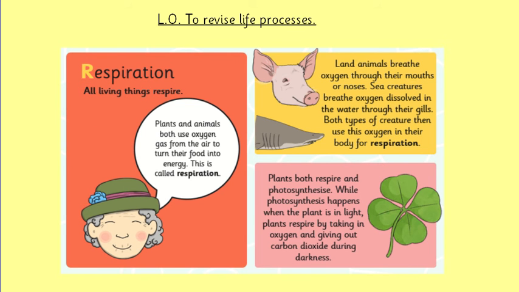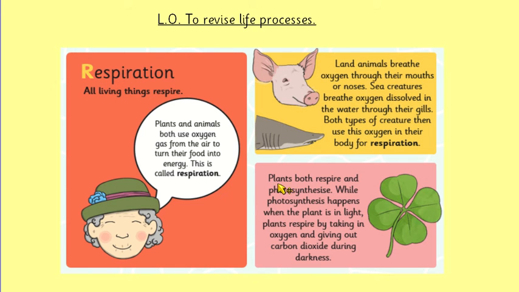Respiration, which is the one that means breathing. All living things respire. Plants and animals both use oxygen gas from the air to turn their food into energy. This is called respiration. Land animals, like us mammals, breathe oxygen through their mouths or noses. Sea creatures breathe oxygen dissolved in the water through their gills. You can see here, this shark has its gills here. Both types of creature then use this oxygen in their body for respiration.